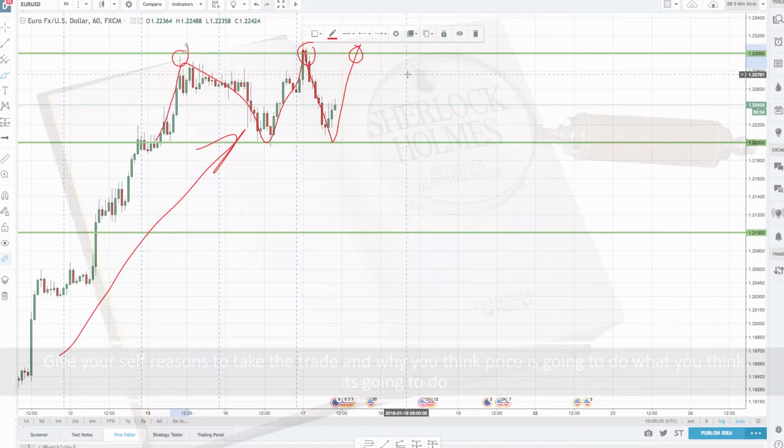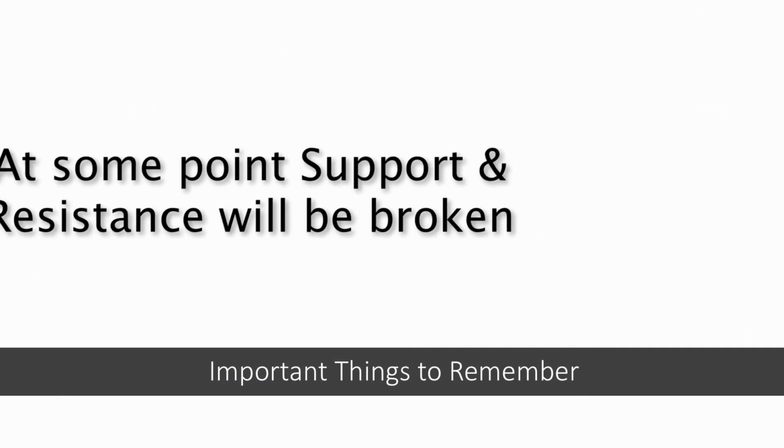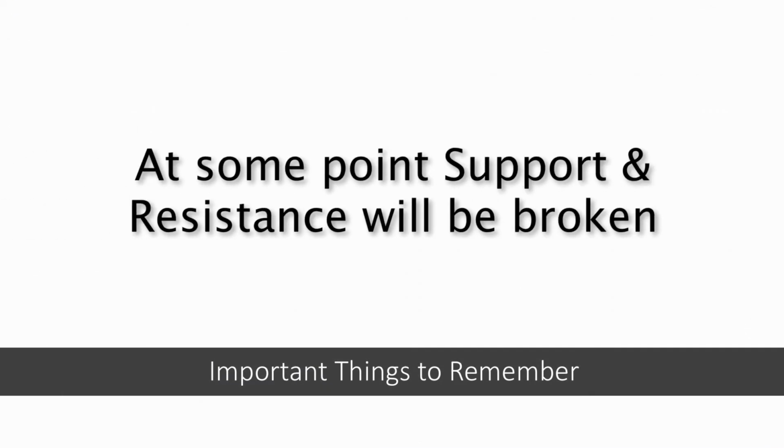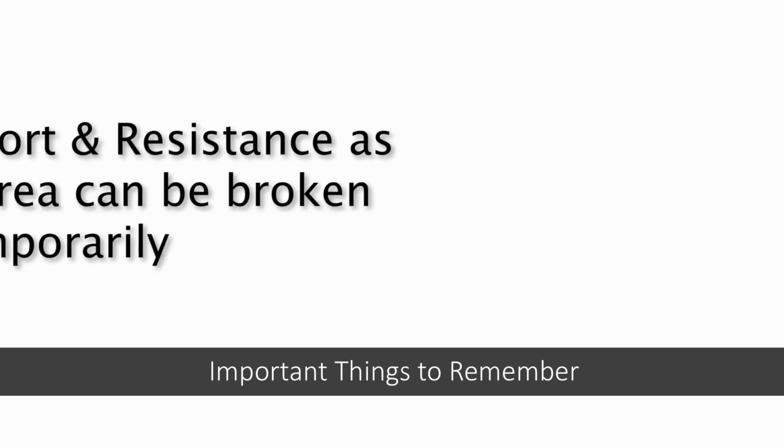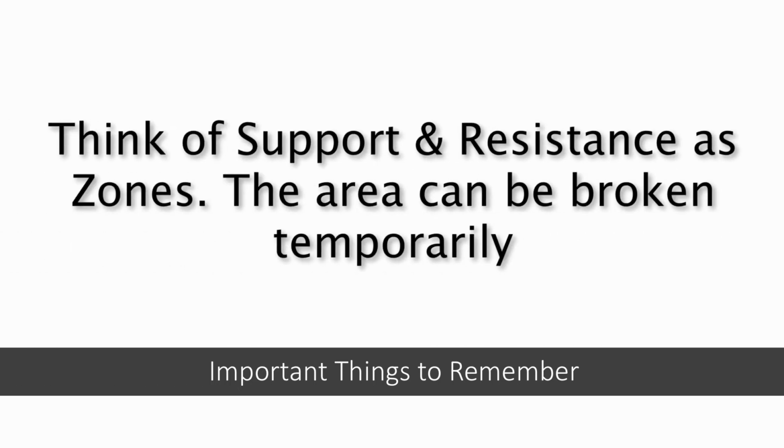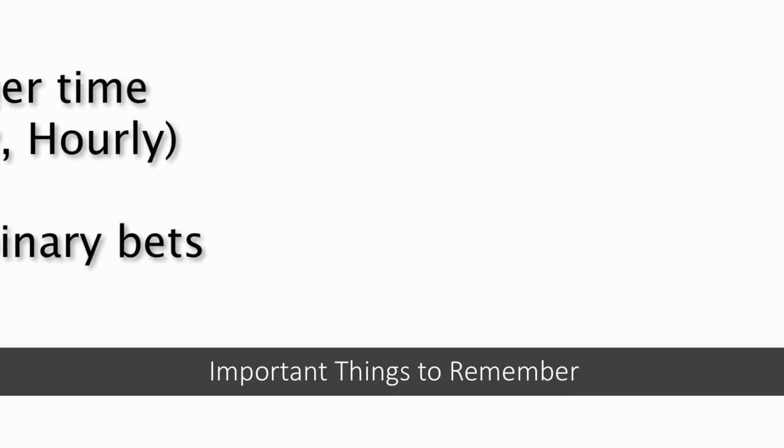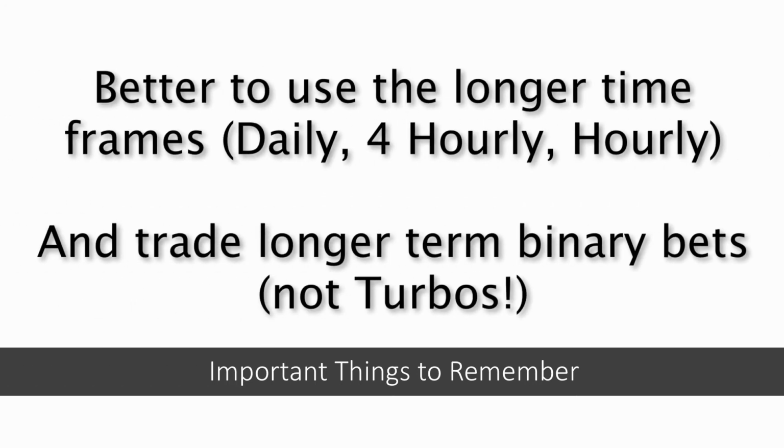So again, while support and resistance is great, you need to remember that at some point those levels will be broken. Support and resistance on lower time frames can also be broken temporarily. So it's important to get the binary option expiry times more accurate, which is what I showed you before when I went down to the minute time frame. So this is why it's usually better with support and resistance to operate on higher time frames and also have the longer term binary trades.